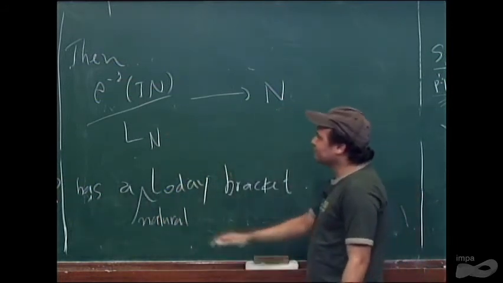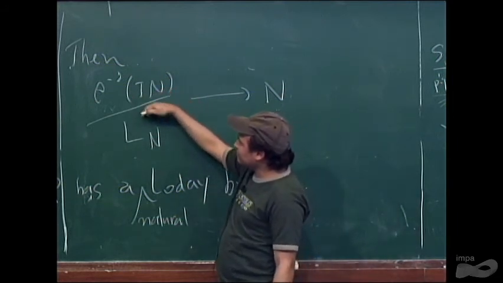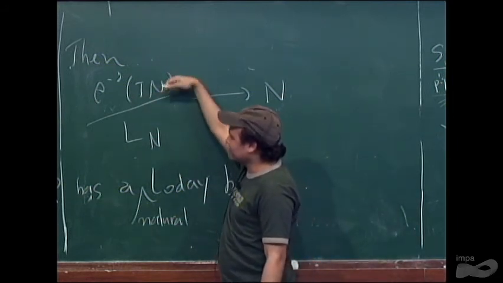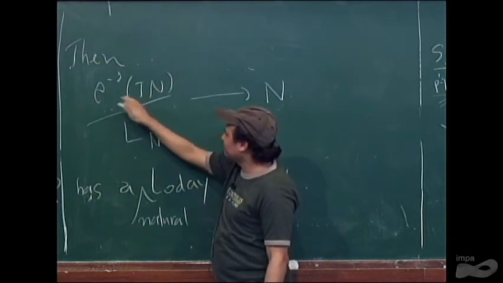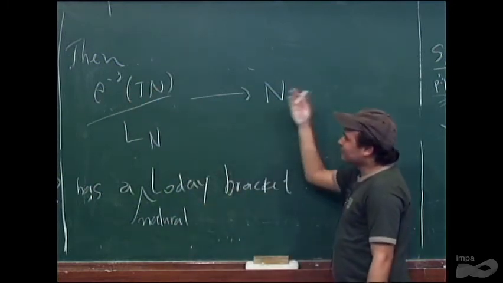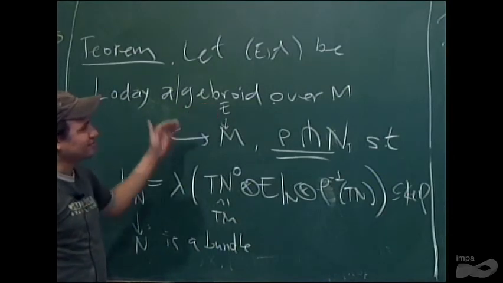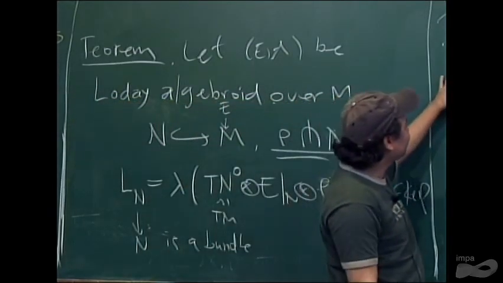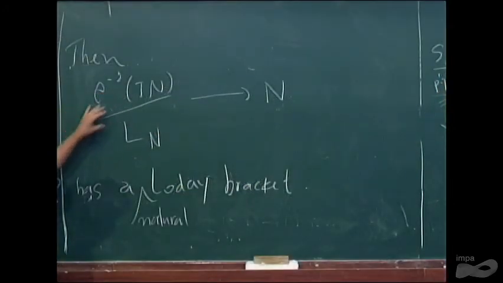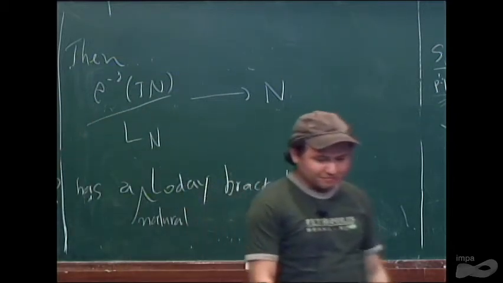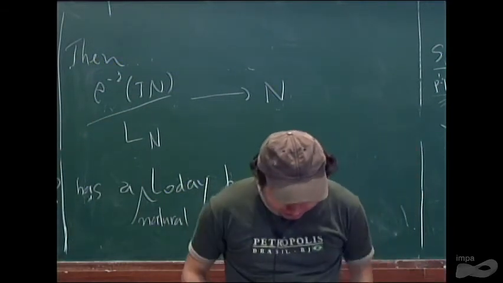You take sections of this bundle, which you can consider as projections of sections from E over the inverse image of T of n. Then you extend the section to E entirely, calculate the bracket there, restrict to n, and consider it in this space. That will be the natural bracket. So these are some applications, some examples.